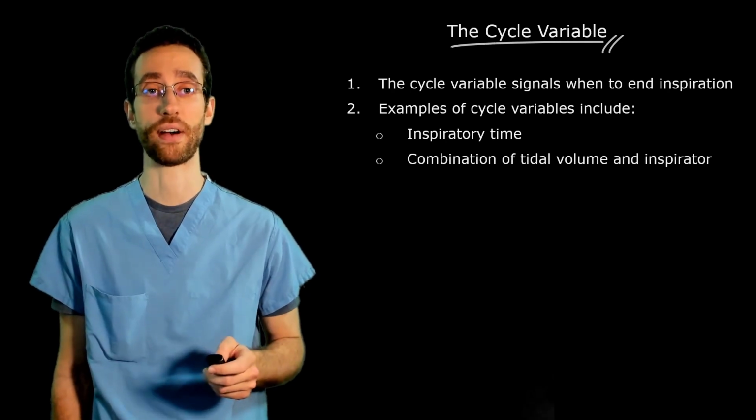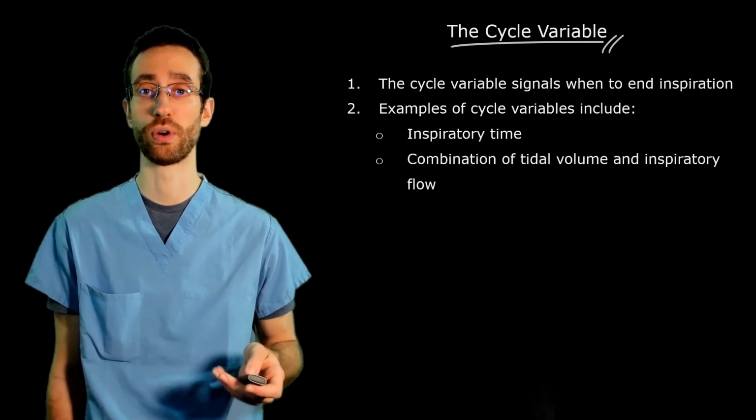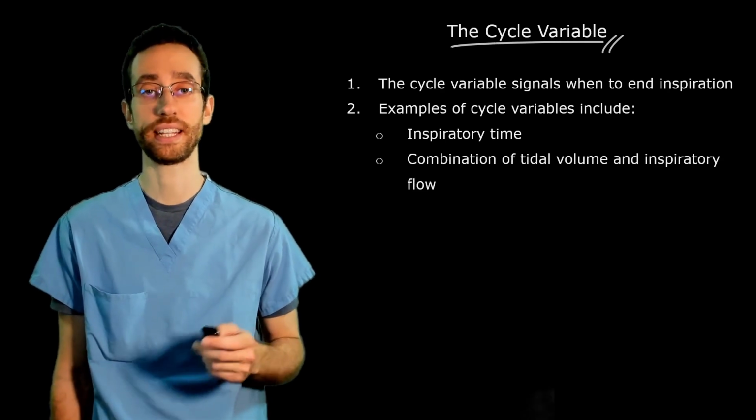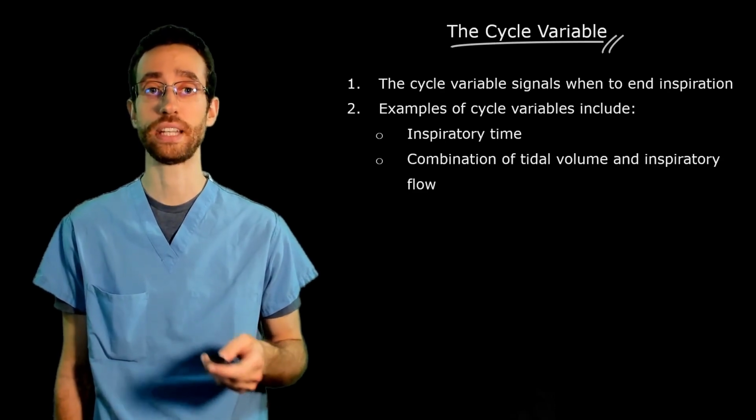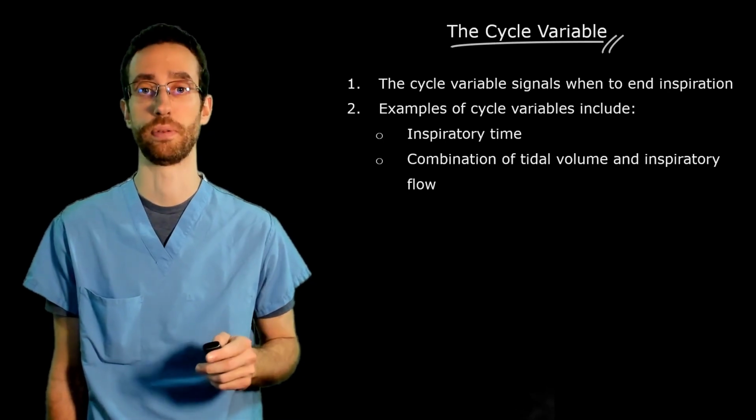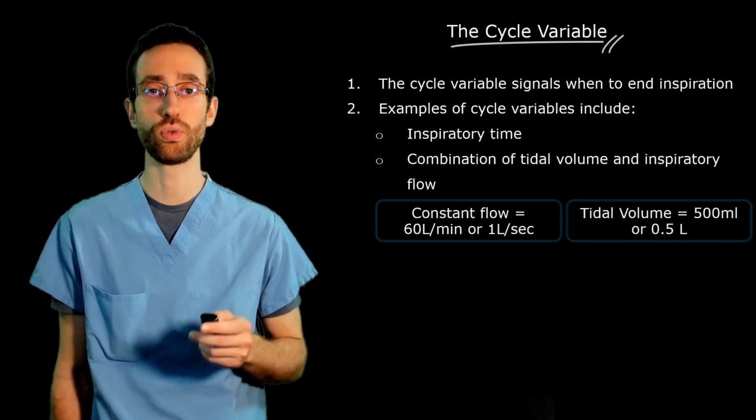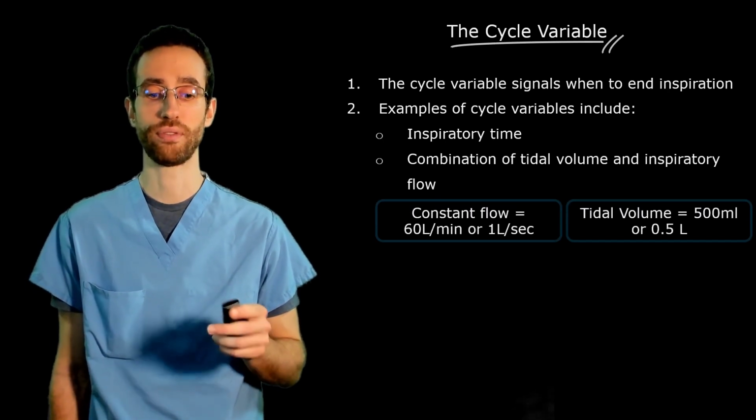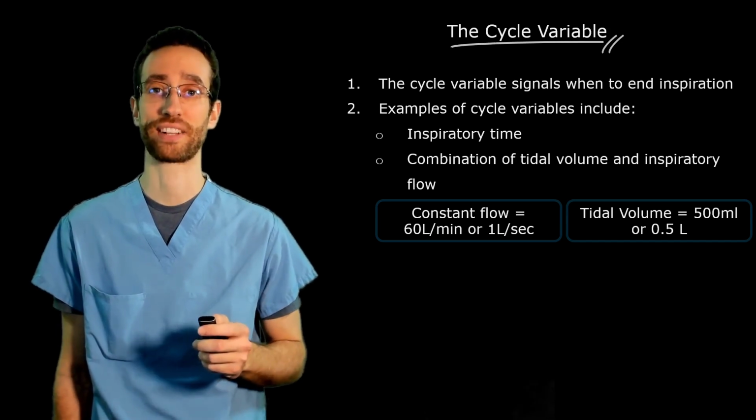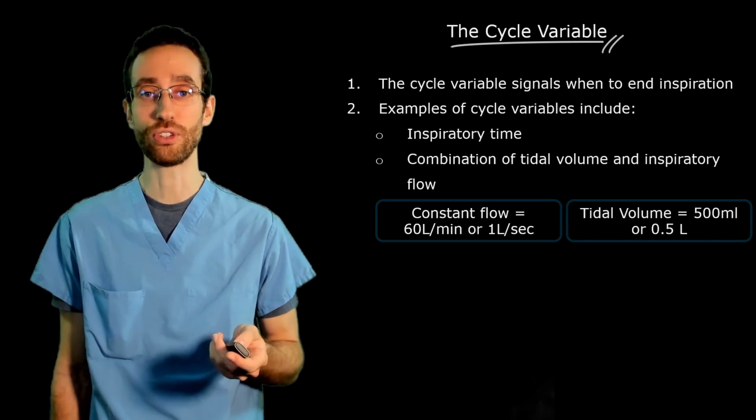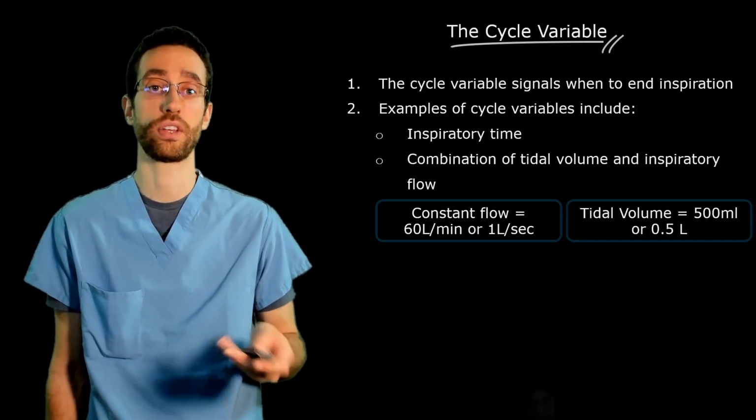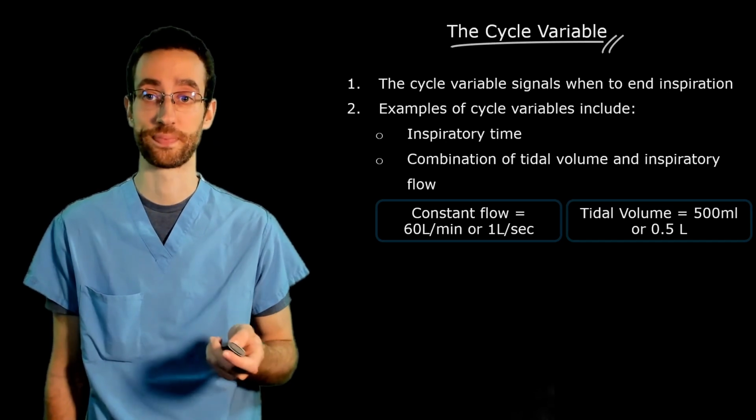In some ventilators, however, if you use volume control, you won't see a knob for you to choose I time. In these vents, I time is specified by the combination of flow and tidal volume. Imagine you choose a constant flow of 60 liters per minute, which we'll call 1 liter per second for simplicity. If you choose a tidal volume of half a liter, what will your I time be?